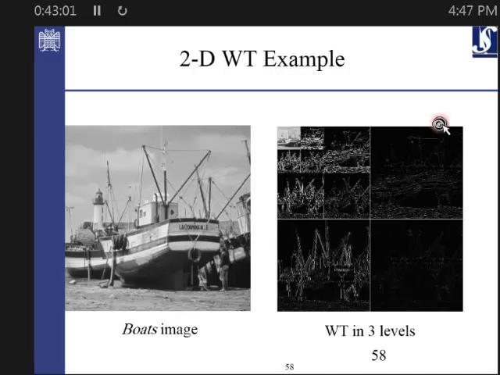As an example, we have here an image, the boat image. If you do the wavelet transform, here it has been applied in three levels. The previous filter bank structure was in two levels, but if you do it in three levels, that will come up to this one. We will see it later in the MATLAB example. The low pass of the low pass of the low pass, the series of low passes, finally comes up with the approximation.